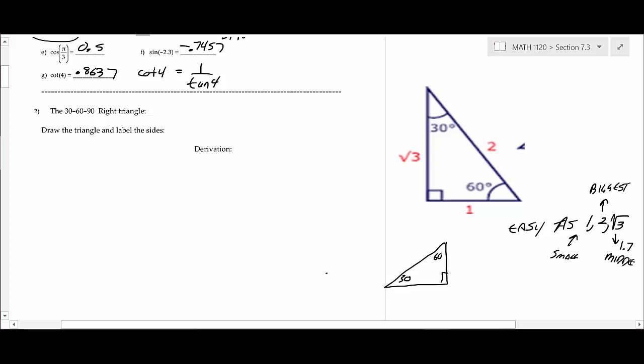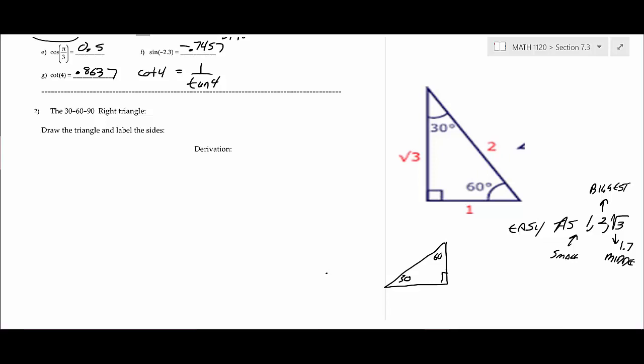So if the smallest side is 1, does it make sense to you that that smallest side would go opposite the smallest angle? Okay. 2 is the biggest side, so that's always the hypotenuse. You already know that. So that goes opposite the biggest angle. So the way you're going to do this is just remember the 1, 2, square root of 3.